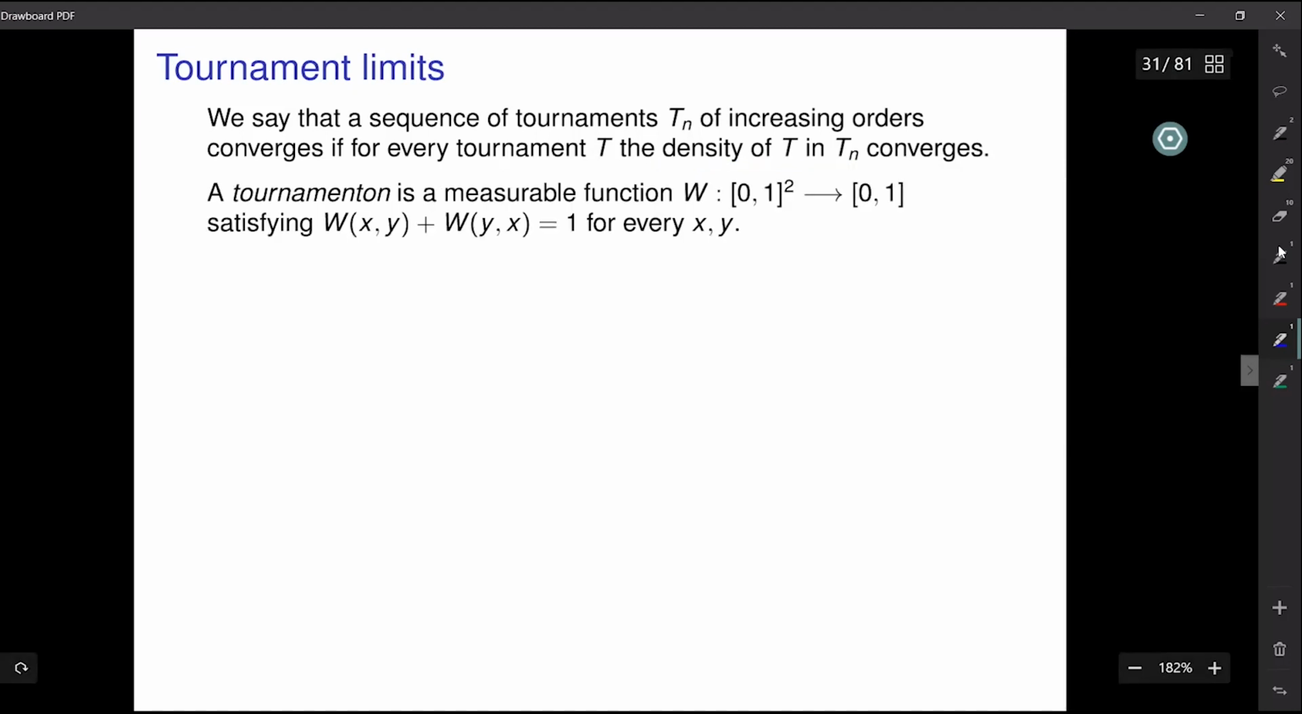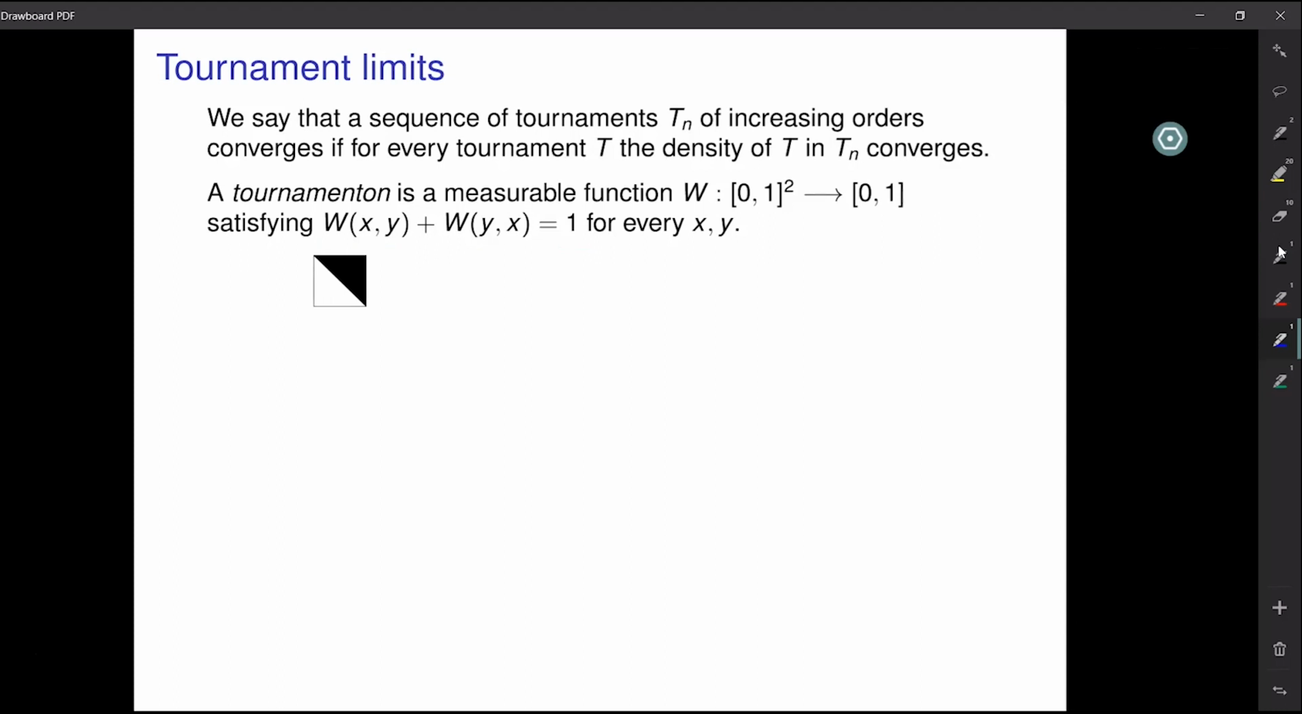Yeah, so this way we can define a limit object, and the limit object will be called a tournamenton, as an equivalent of a graphon. It is a measurable function from a square to [0, 1], which satisfies the same property that we have for a tournament matrix. Yeah, so if I sum up the diagonal entries, I get 1. So what's the intuition behind it?